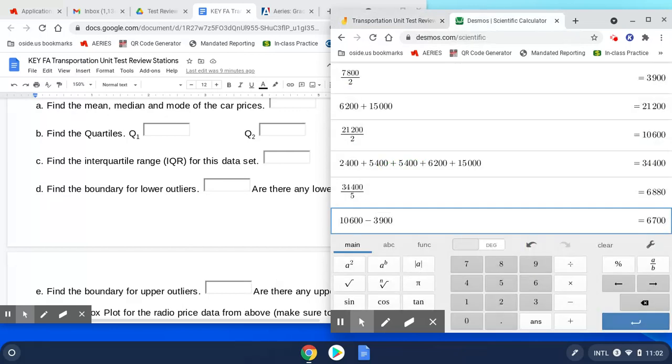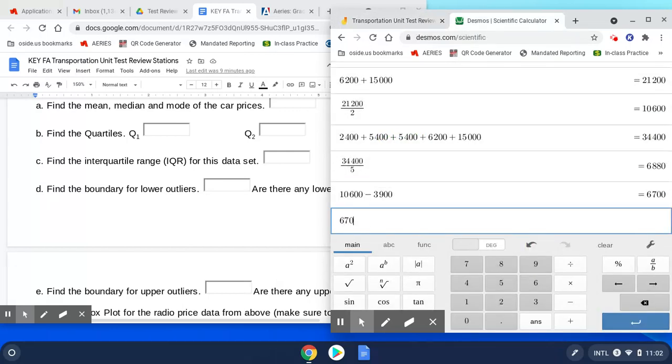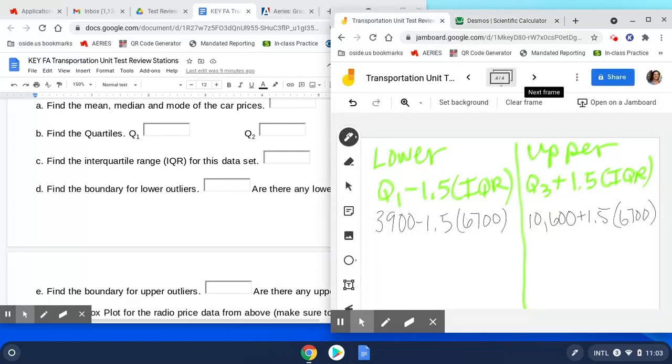Now when I go into Desmos and I do 6,700 times 1.5, this gives me a 10,050 number. That's this right here. I got that number already, so I can put it in both places. So 3,900 minus that is going to be a really big negative number, and 10,600 plus that is going to be a really big positive number.